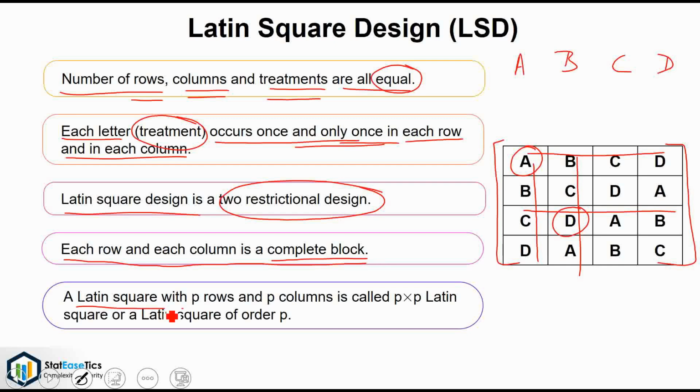A Latin square with P rows and P columns is called a P cross P Latin square, or a Latin square of order P. In our case, there are 4 rows and 4 columns, hence it is a 4 cross 4 Latin square or a Latin square of order 4.